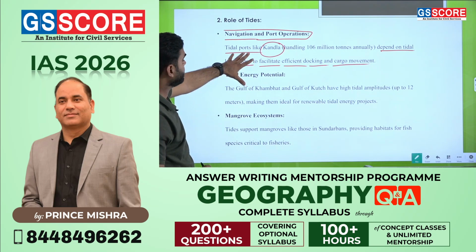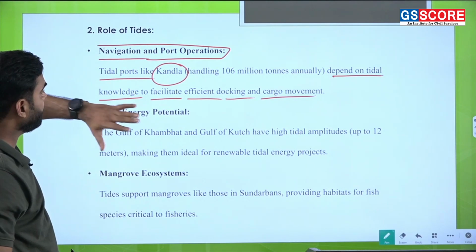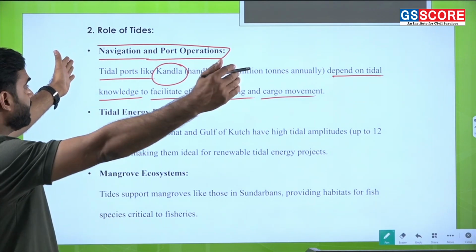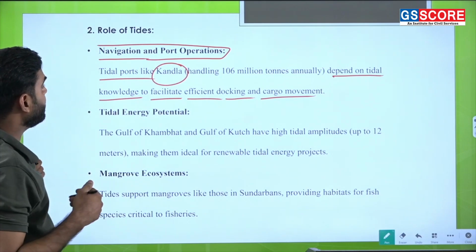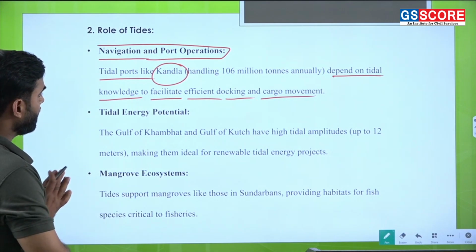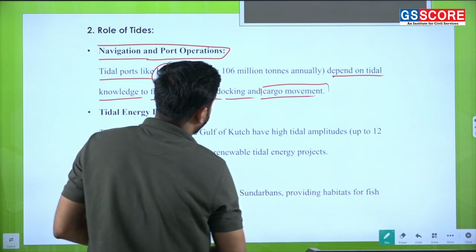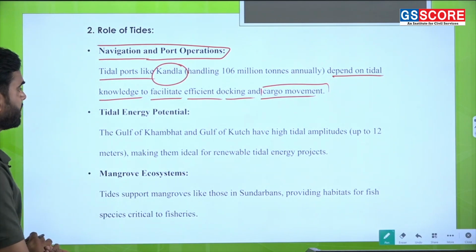You can also mention a number of examples, and you can add maps. Kandla, Haldia, or Kolkata, these are the important tidal ports, and all these ports are very important for cargo movement. Here one point of my question ends.